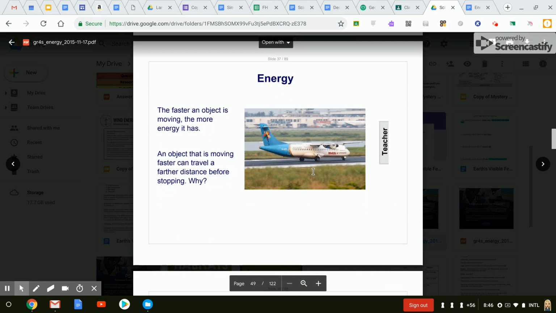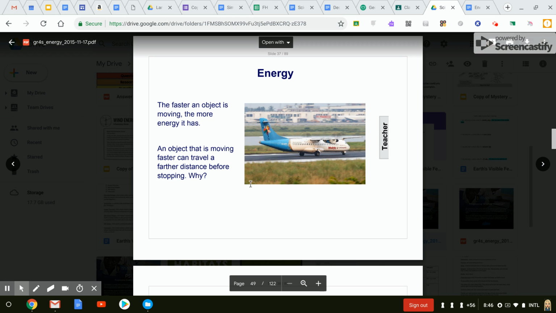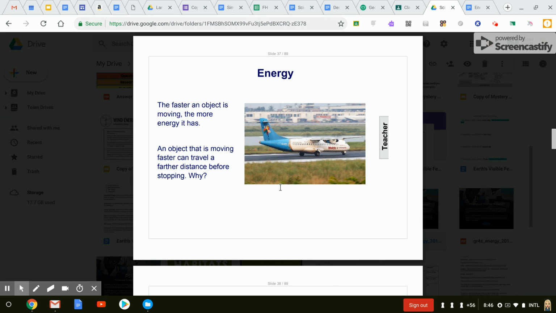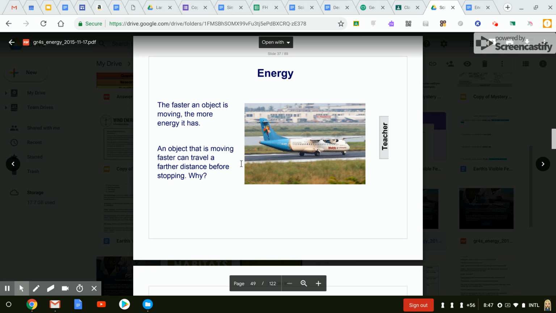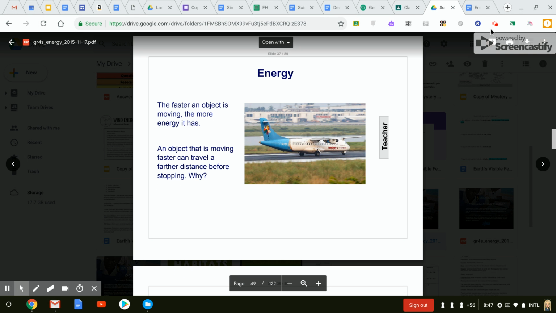So like this airplane, an object that is moving faster can travel a farther distance before stopping. And that's pretty obvious when it asks us why. It's because the object is moving faster, and because it's moving faster, it can travel a further distance because of all the energy it has. Because we know that a faster object has more energy than, say, a slower object.